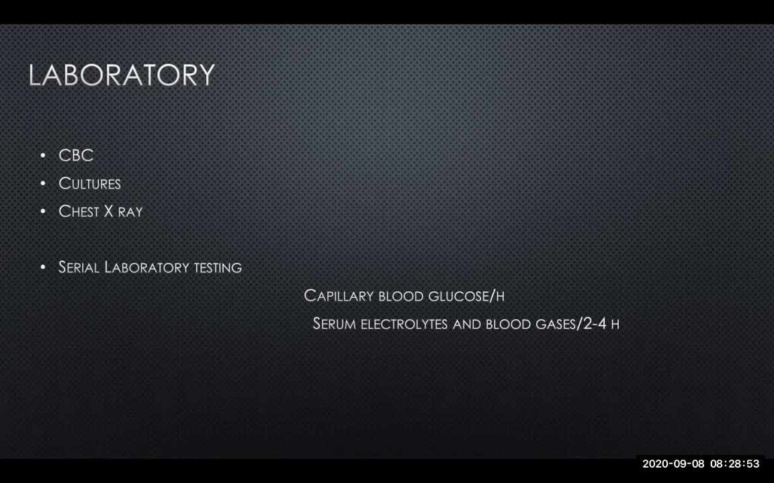And we have the serial laboratory testing. These tests are the ones that we are going to do every hour, for example the capillary blood glucose. At least when the patient is in shock or very dehydrated, we are going to do a peripheral venous sample. We are going to check the serum electrolytes and the blood gases every 2 to 4 hours.